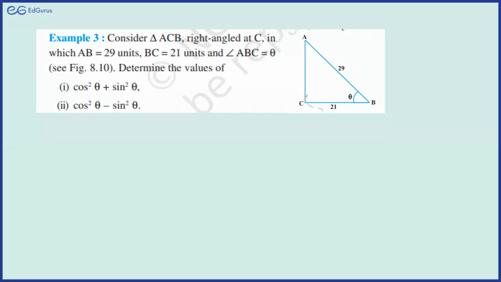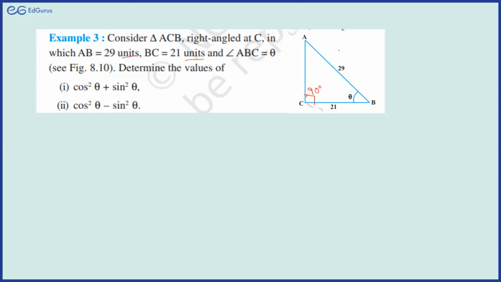All right. Now consider triangle ACB right angled at C. So you have this triangle ACB and it's right angled at C, in which AB is 29 units, BC is 21 units. You understand what does it mean when we say units? Yes, ma'am. So it can be any unit, meter, centimeter, feet, inches, anything. Okay, it's some unit. And angle ABC is theta. So this is also important. Sometimes angles are denoted with these other symbols like theta, alpha. All these symbols are used. Okay. Determine the values of cos square theta plus sine square theta.